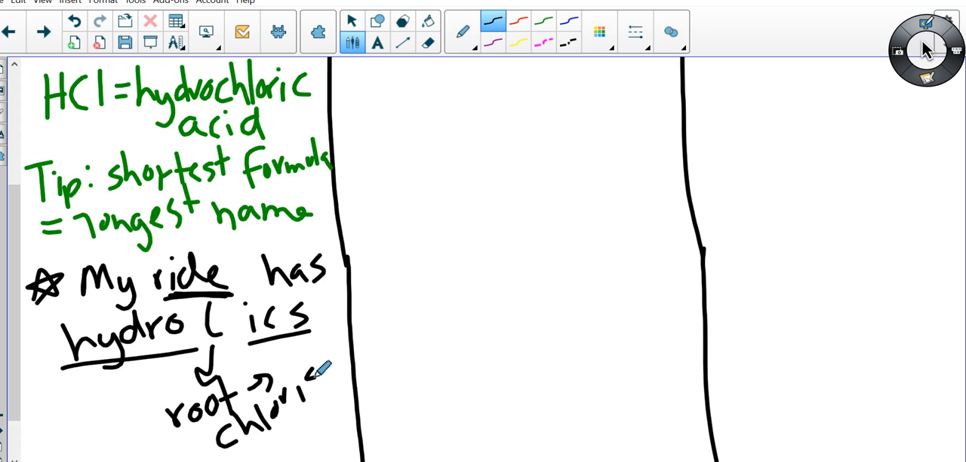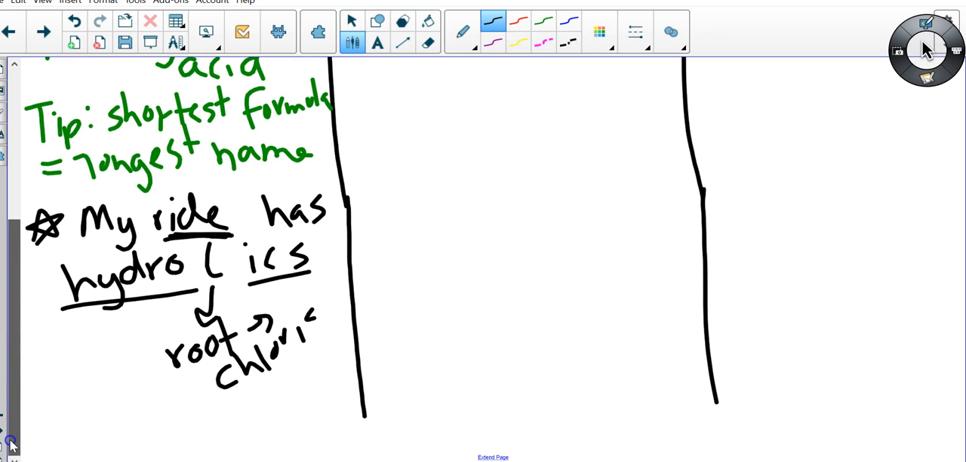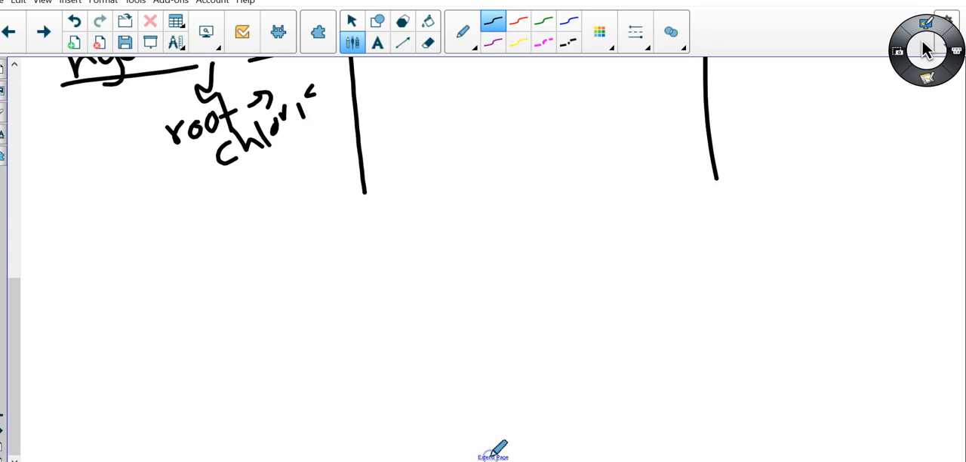Okay. I don't know how much I can scroll down. I think I'm out of... Oh, extend page. Yes, I will extend the page. Oh, look at me. I know.